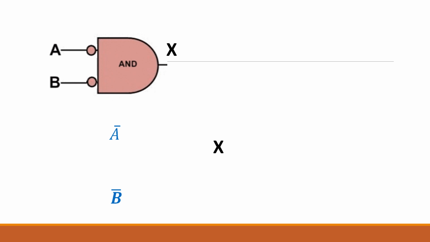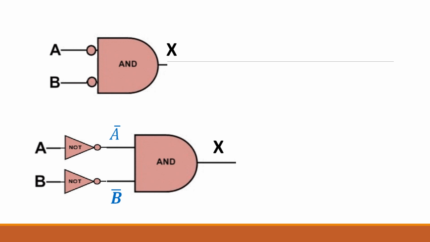What does this mean? You have a NOT gate before entering. A is going through a NOT gate before entering the AND gate. Makes sense? So you can have this kind of symbols. If you see this kind of symbol, that circle means a NOT gate. Makes sense?